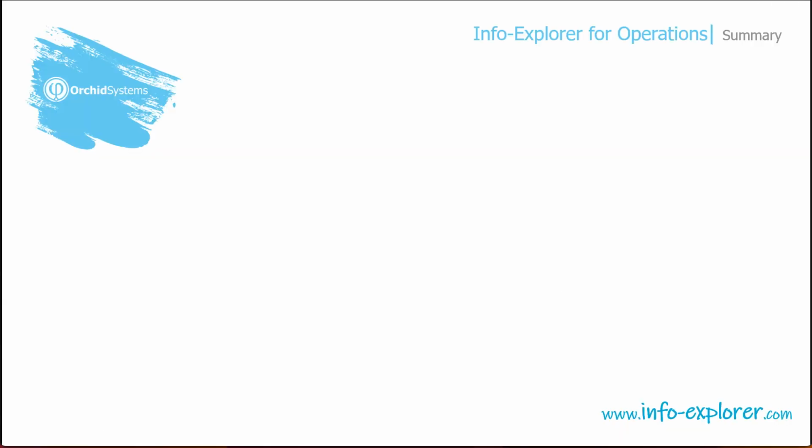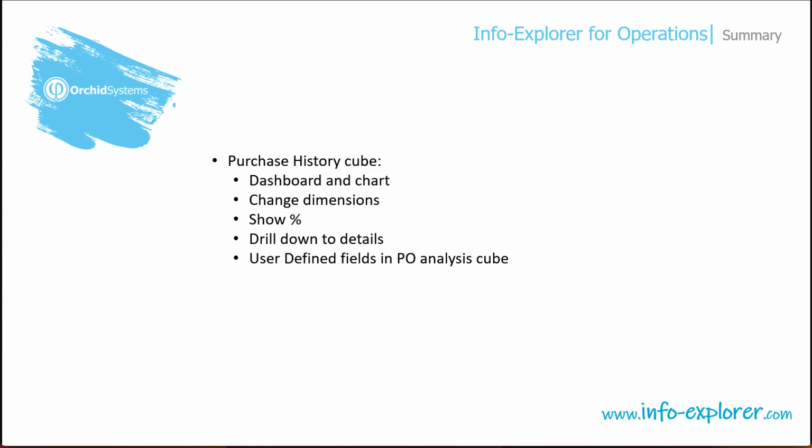So when it comes to Info Explorer for operations, we've looked at the purchase history cube with a dashboard, some charts. We've seen how we can change how we analyze the purchases by year, by vendor group, by product code, look at detail by item, look at the actual detail purchases, calculate some percentages, drill down to detail, analyze, including our user-defined fields on items or on vendor or on the actual purchases.